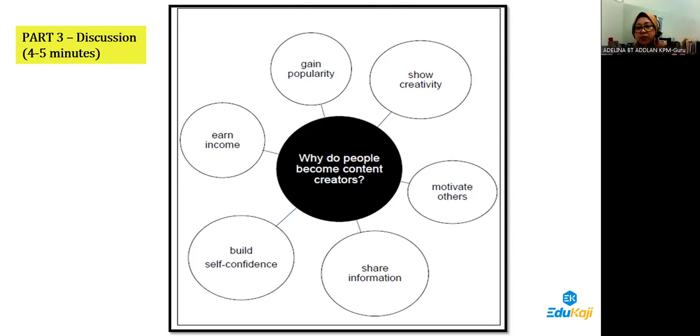For example, for this question, why do people become content creators? Content creators are like those YouTubers, those influencers. They come up with content for their social media accounts, and there are reasons for them to do that, and the reasons given are all there in six. And the two of you, the pairs, have to discuss with one another which is the reason why people become content creators. Okay, for example, what we are looking for in students is their turn taking.